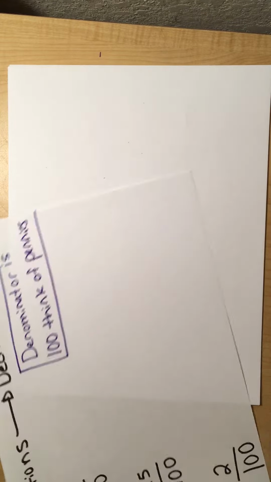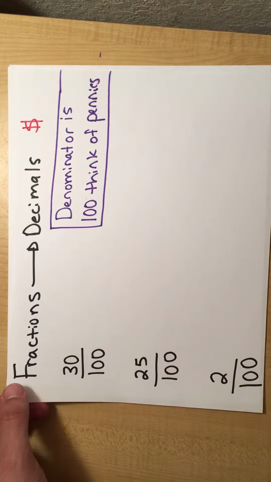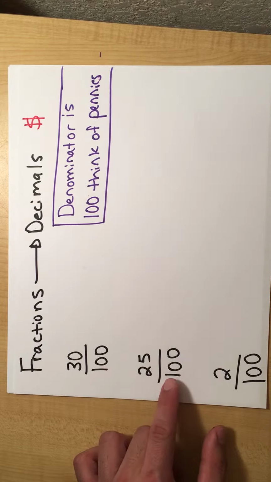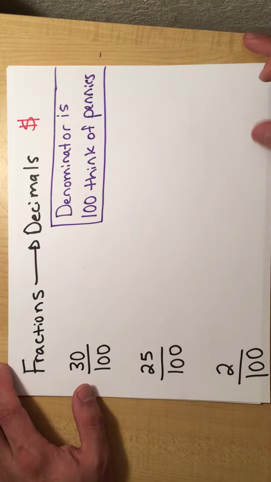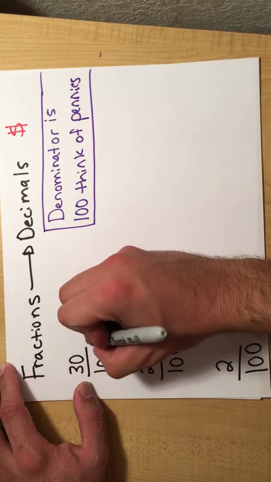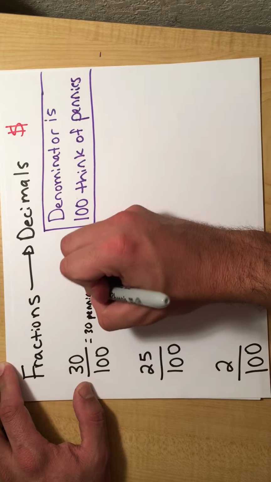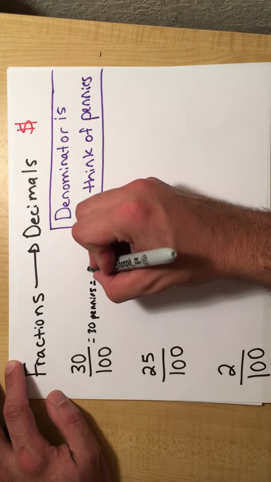And last but not least, whenever the denominator of a fraction is 100, we're going to think of pennies, right? So here we see the denominator is 100, here the denominator is 100, and here the denominator is 100. So 30 over 100, that would be the same as 30 pennies. And 30 pennies are equivalent to how much money in cents? It's 30 cents. Do you guys agree?